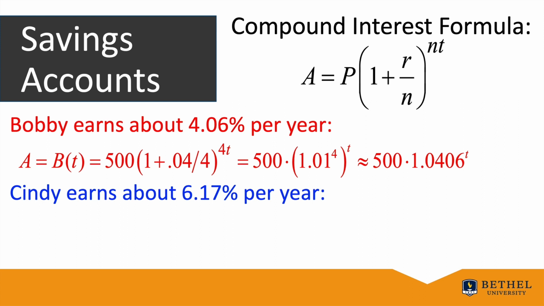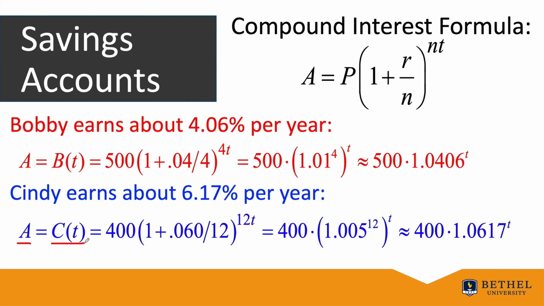That's the base of this exponential function, and that means Bobby earns about 4.06% growth per year. On the other hand, Cindy earns about 6.17% per year. Her amount, A, is a function C of time t. Based on her $400 initial deposit, her 6% annual interest rate compounded 12 times per year, 1 plus 0.06 over 12 simplifies to 1.005. Once again, 12 times t can be separated into a power 12 here and a power t there. When you compute 1.005 to the 12th power, you get about 1.0617, which means Cindy's percent rate of growth is about 6.17% per year.